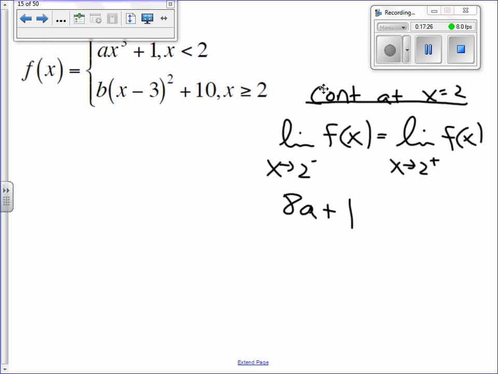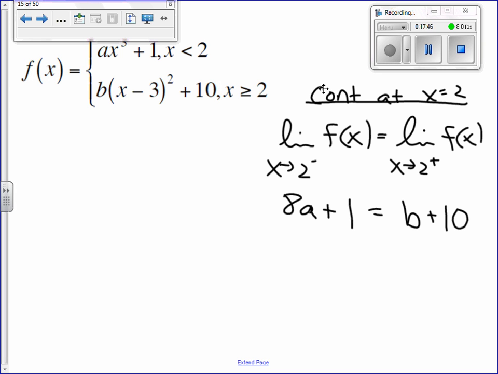What do we get for that one? b plus 10? Is it positive or negative? Well, first you put the 2 in, right? You have negative 1, but you square it. That's positive. So positive 1 times b, that's b.